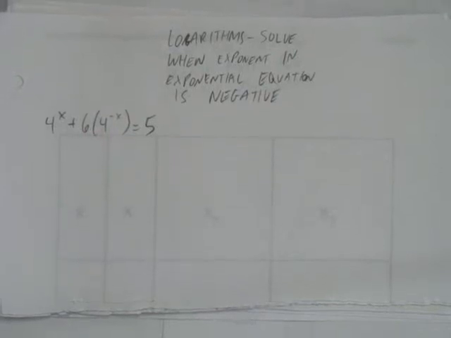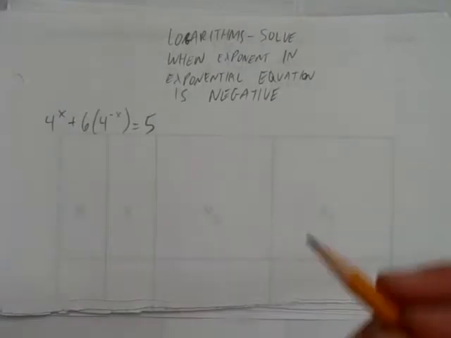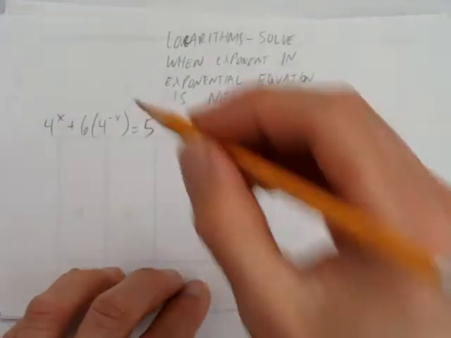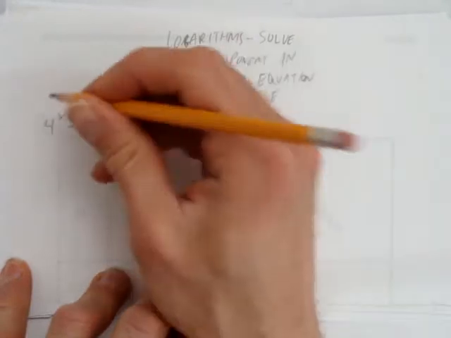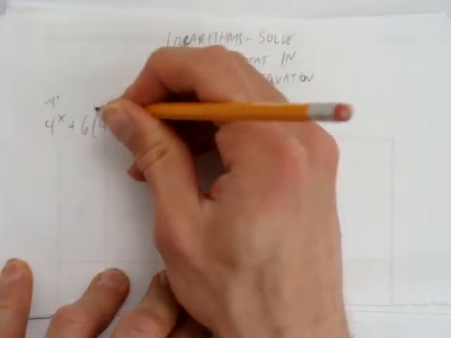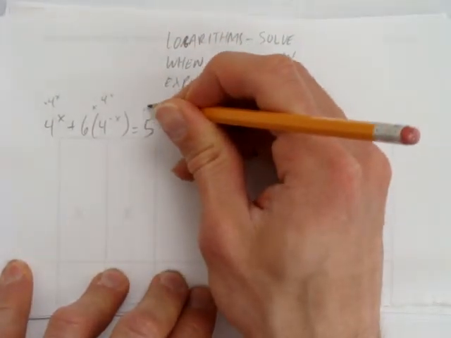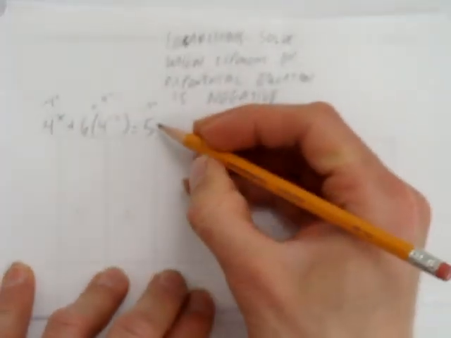In this video, we'll attempt to solve when the exponent in the exponential equation is negative. It's tricky because it looks hard to solve. And the big trick is to multiply each term in the equation by 4 to the power of x. That's what I've written up there.